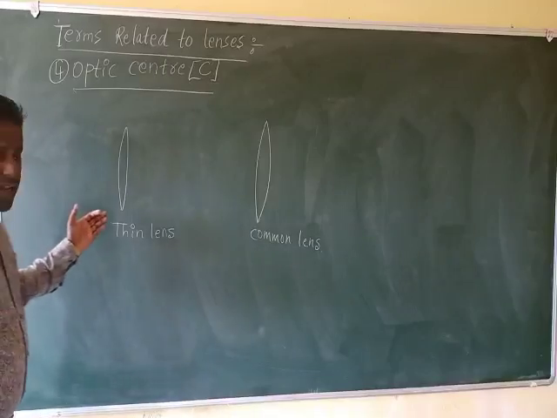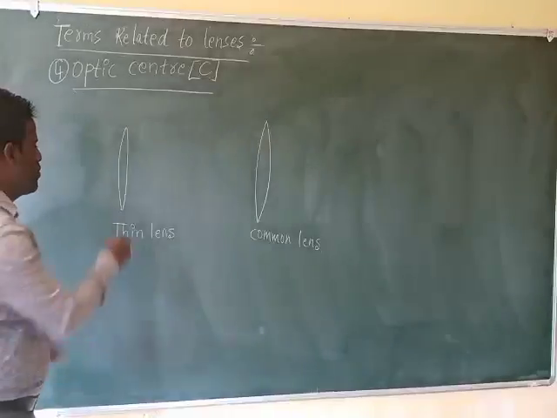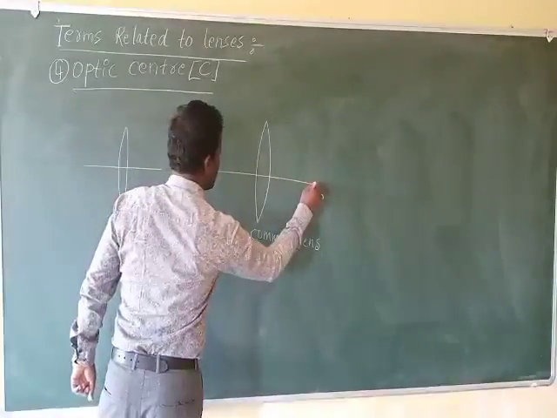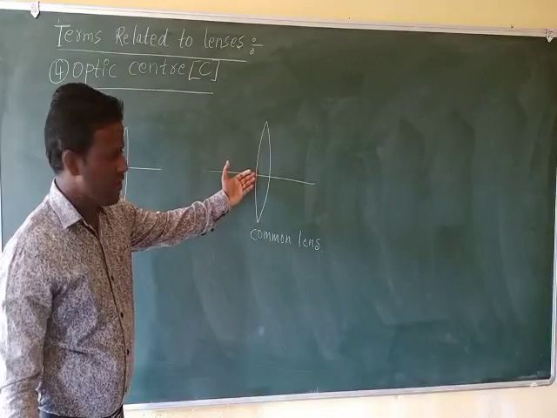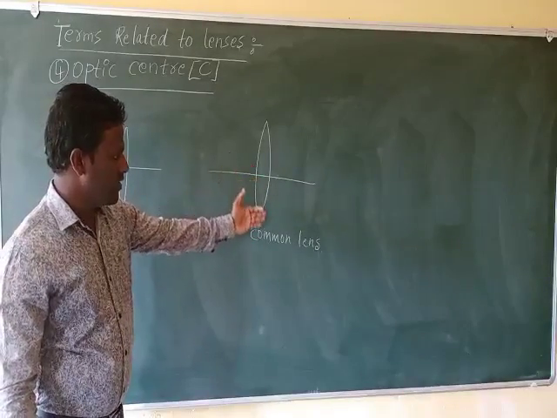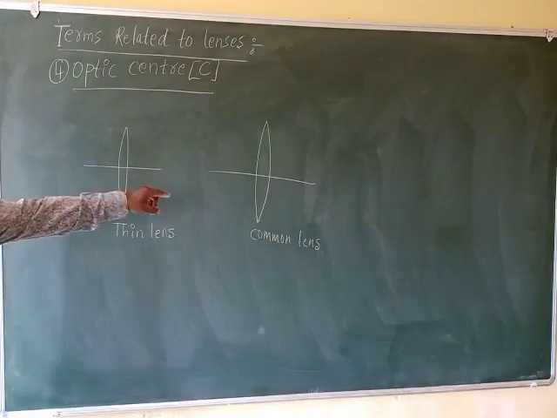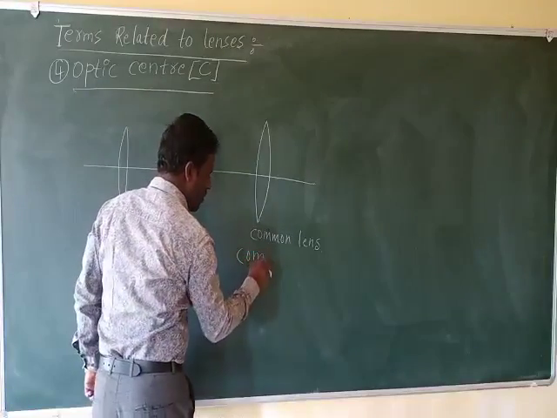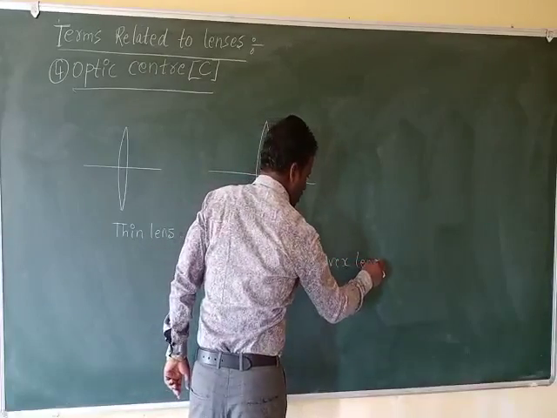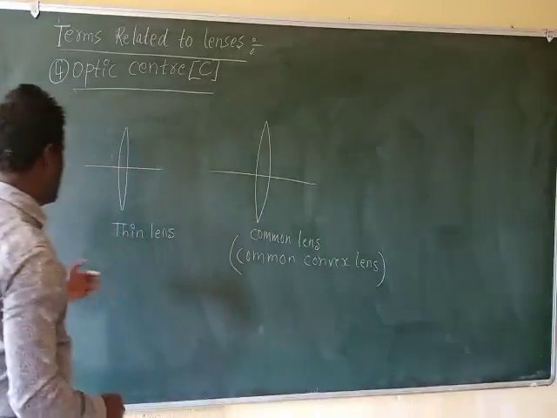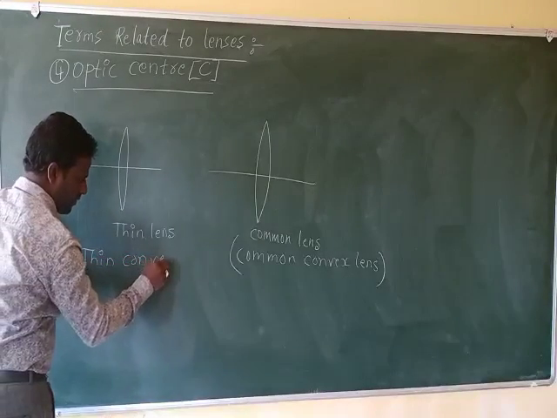So you know that a thin lens is the one in which its thickness is very small compared to the radius of curvature. Here the thickness may be equal to or greater than the radius of curvature. This is a common convex lens, and this is a thin convex lens.